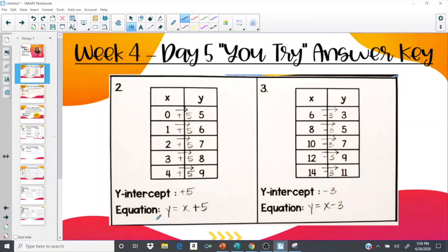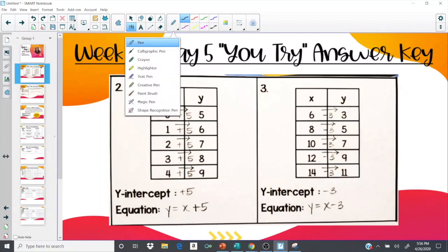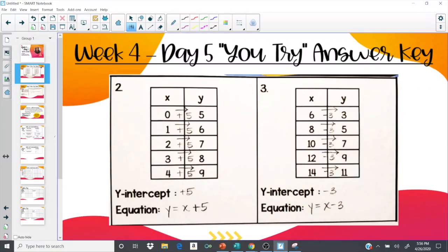So you write the equation by substituting your y-intercept for b. We write the equation y is equal to x plus b, and you will substitute b for your y-intercept, which was 5. Then you keep the rest of the equation the same. So the equation reads y is equal to x plus 5.